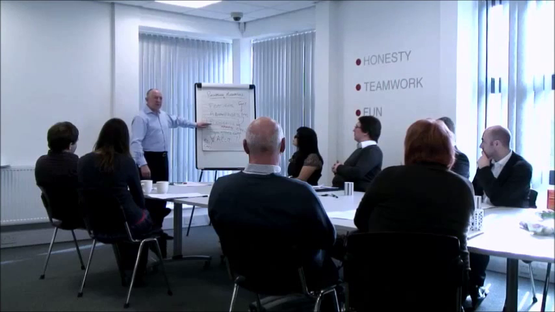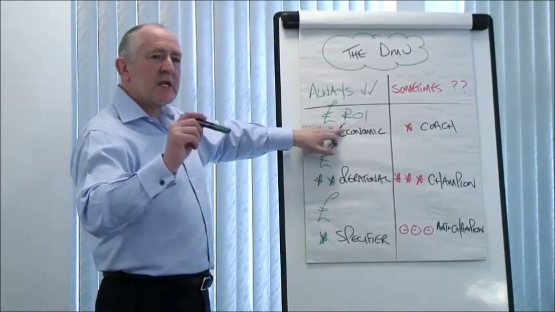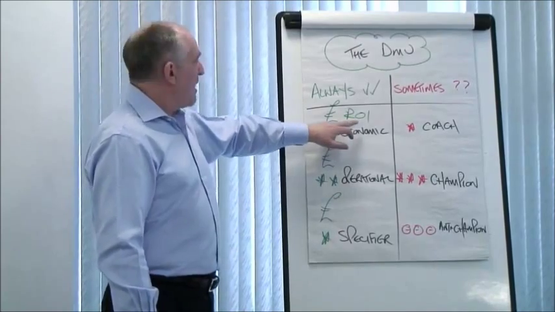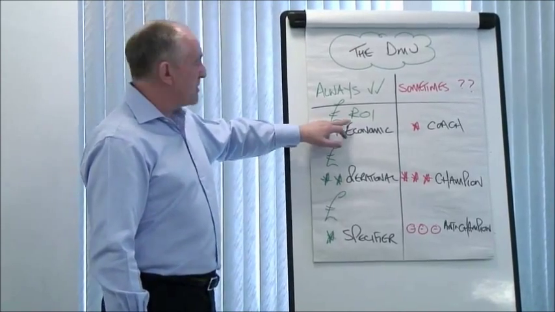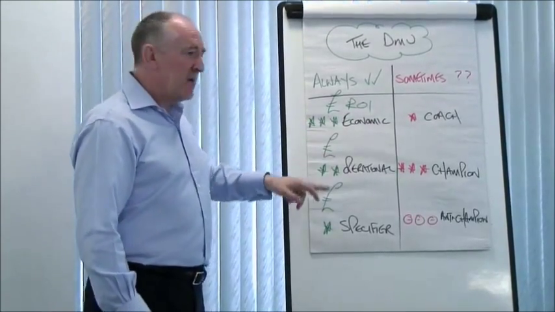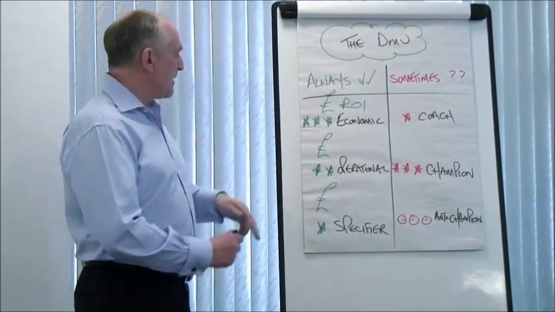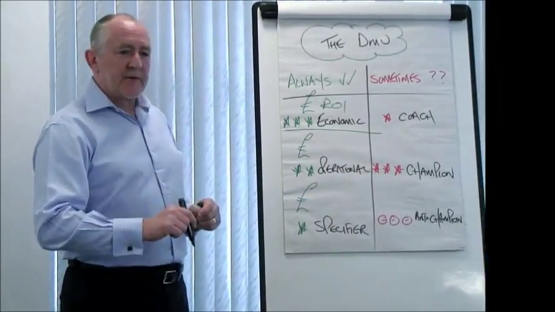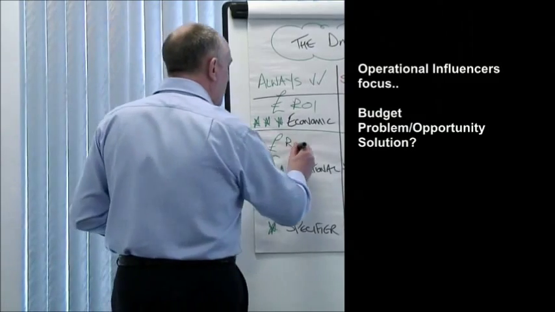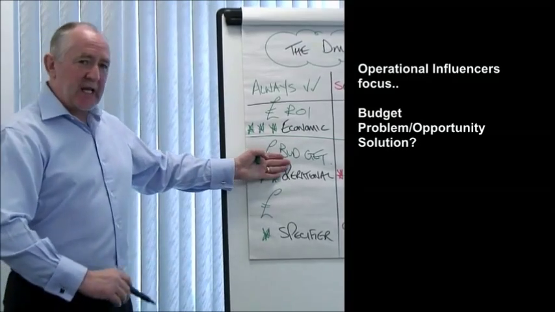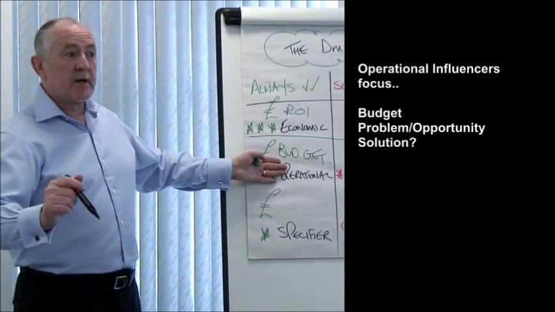So the economic influencer sets the return on investment formula. So these are the people, when they say, I'm putting £100 as an investment and I want 10 times the return on investment, they are looking for £1,100 in their pocket. Now that's different, if you like, to the operational influencer. Because when the operational influencer talks money to you, they talk budget. This is the money that's allocated to them to do the job.